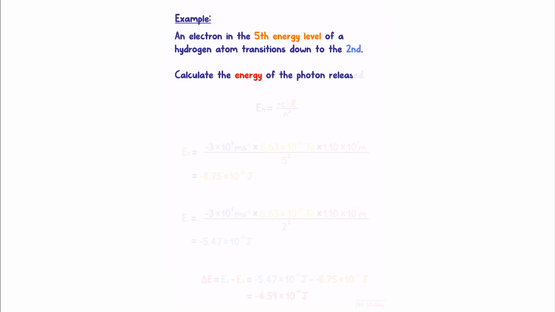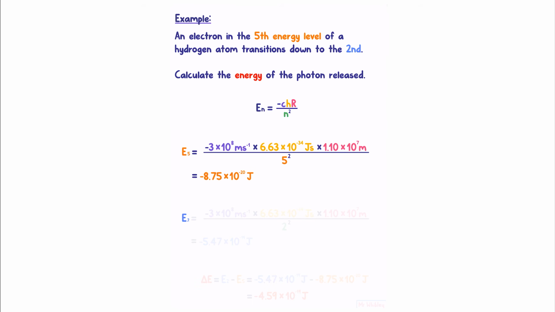Let's now go through an example. An electron in the fifth energy level of a hydrogen atom transitions down to the second. Calculate the energy of the photon released. We know our equation for the energy of an electron in the nth level, so we can find the energy of the electron in the fifth level by putting in our speed of light, our Planck's constant and our Rydberg constant, and for our n we have 5. That gives us negative 8.75 times 10 to the minus 20 joules.